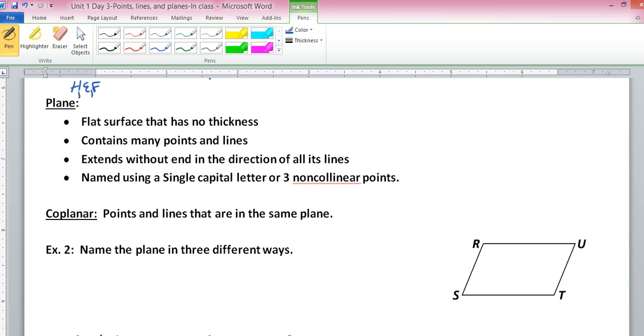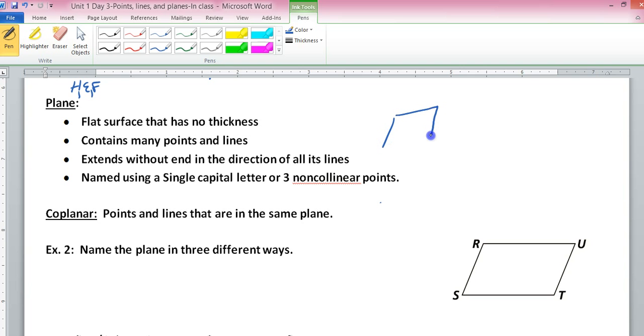Now a plane. A plane is a flat surface that has no thickness, and that's key to understand. If you hold a piece of paper up and you look at it, it's a flat surface with no thickness. We're going to be talking about intersecting planes. And when planes intersect, you have to know that they cannot grow thicker to intersect. These planes contain many points and lines, and they extend in all directions forever and ever.